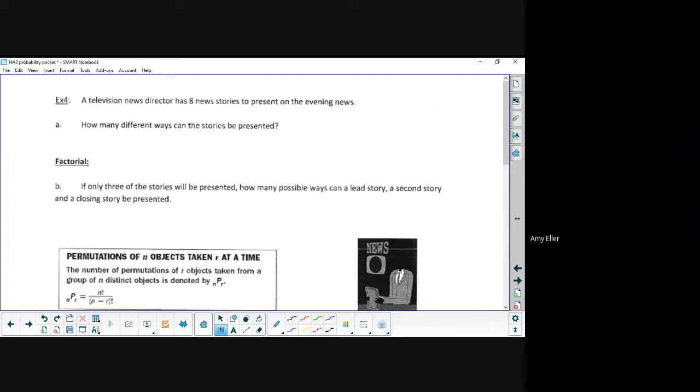Yes. So there's not time to tell 8 stories. There's only time for a leading story, a secondary story, and a closing story. So how many choices of stories can I pick from here? 8. Not going to repeat it, so there's one less. Now there's 7 and 6. So the answer is 336.